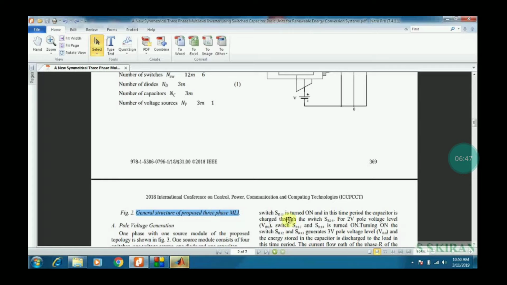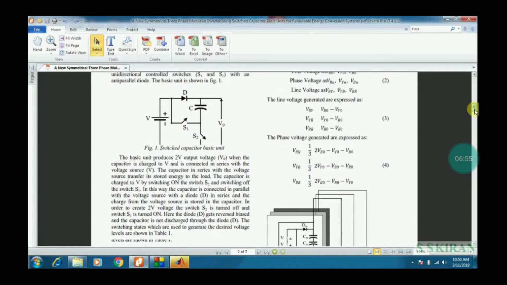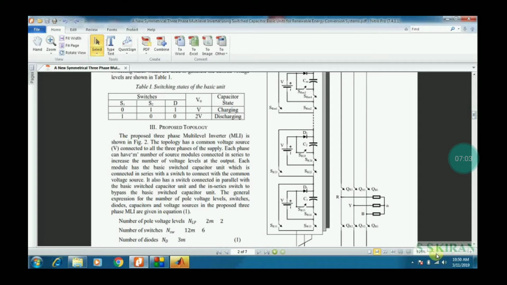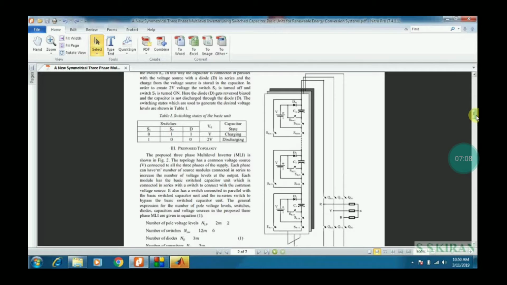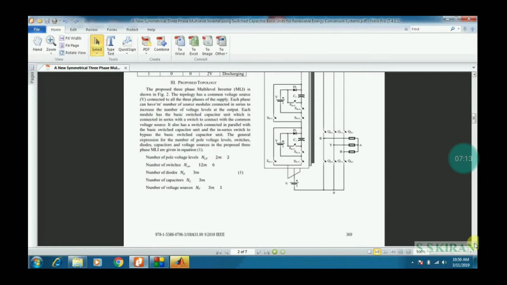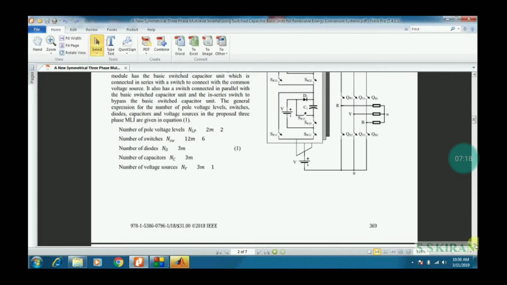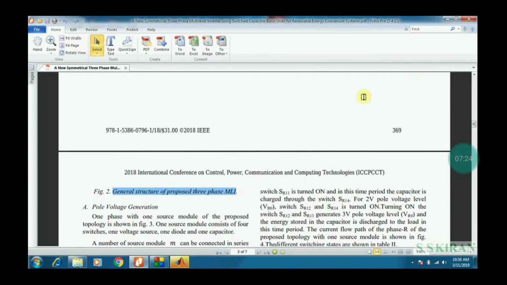This has already been designed. I will show it. I think MATLAB is open right now. Now observe there are three junctions R, Y, B, three supplies. This is phase 1, phase 2, phase 3. This is the general structure of the proposed MLI. This has to be designed now.